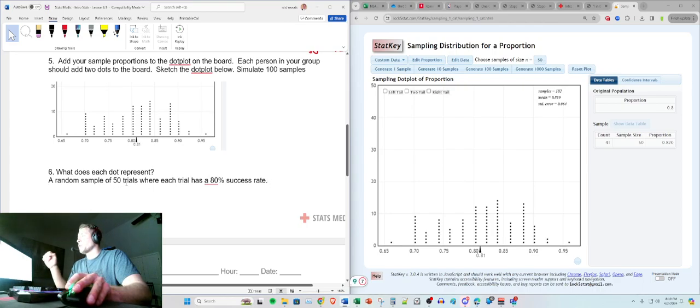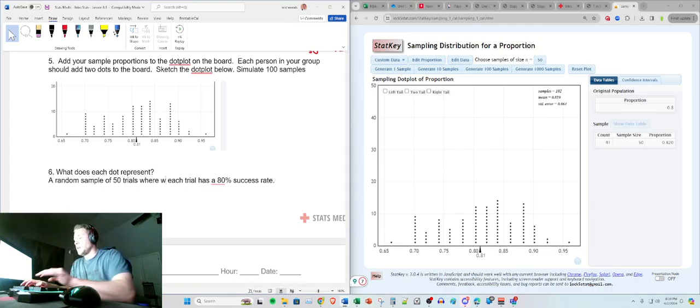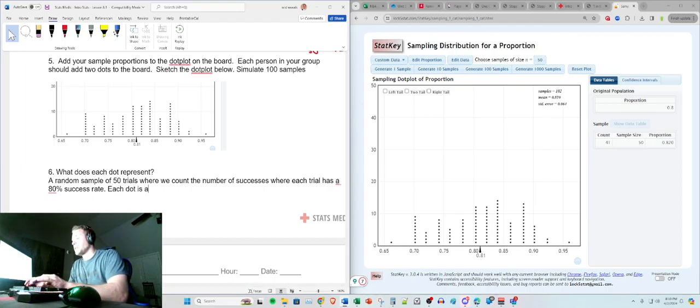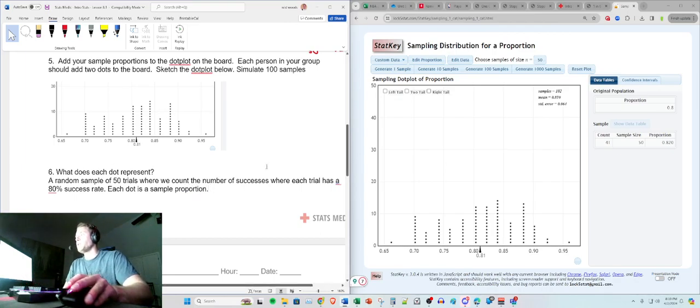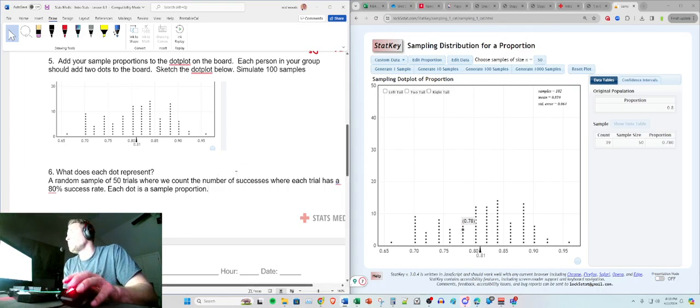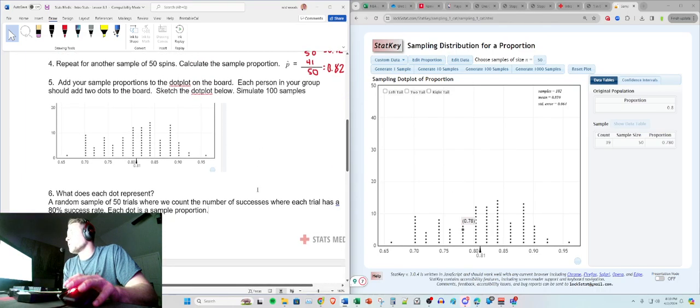But we're going to say it this way. A random sample of 50 trials where we count the number of successes, where each trial has an 80% success rate. Okay. Each dot is a sample proportion. So that's what that is. Each one of these are all p-hats, sort of like what we did with the Reese's Pieces machine. This is just simulating her shooting the free throws.